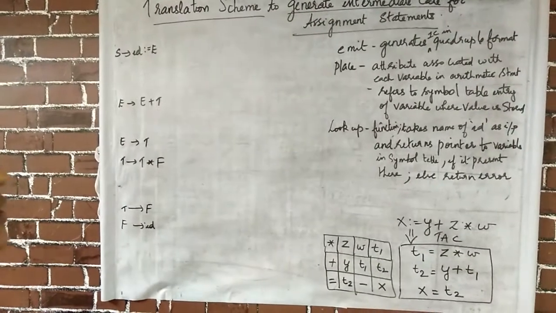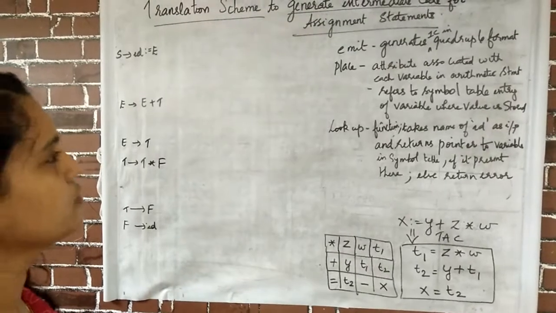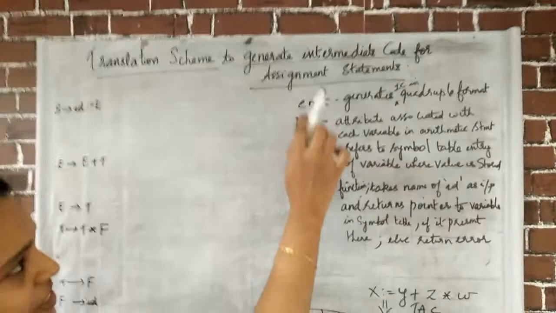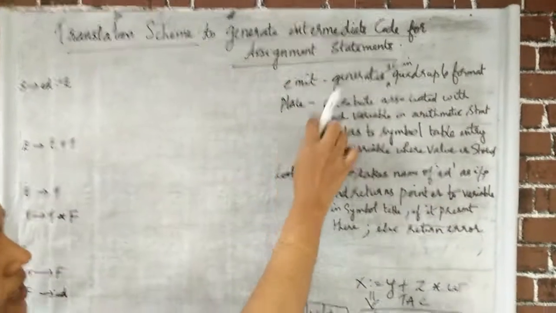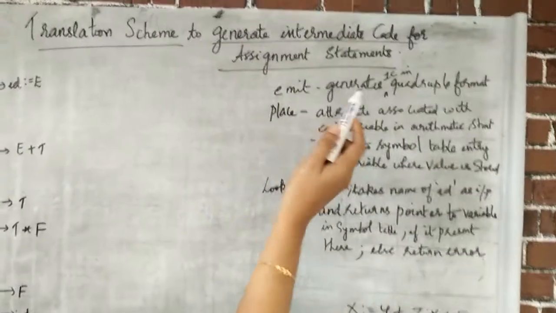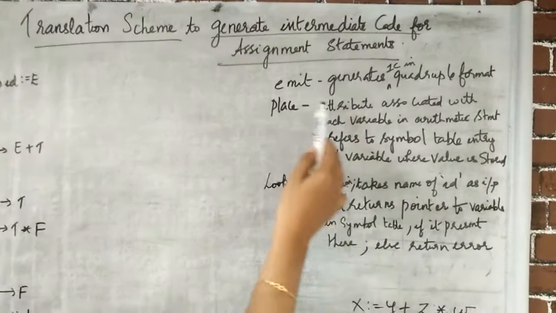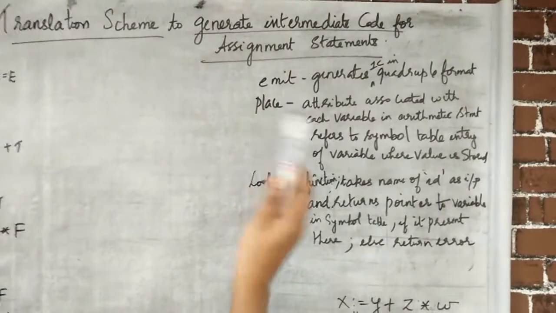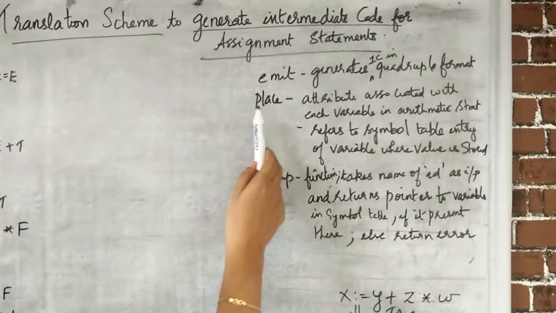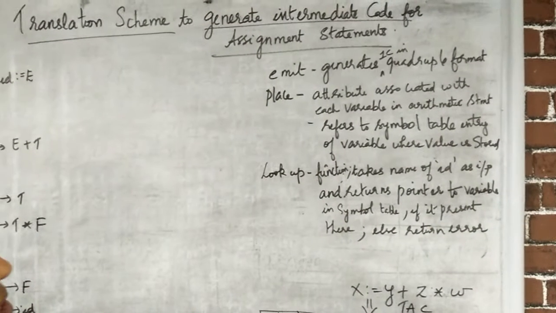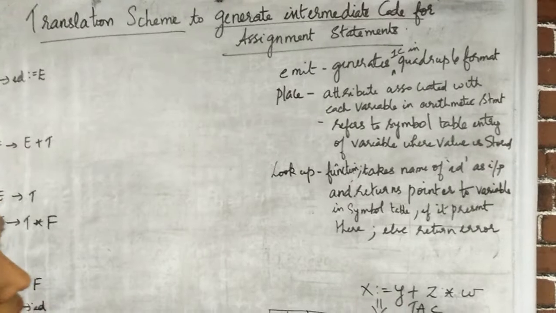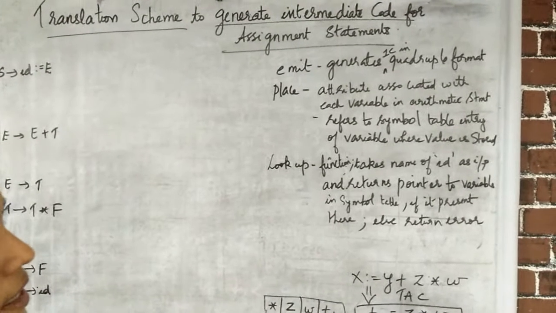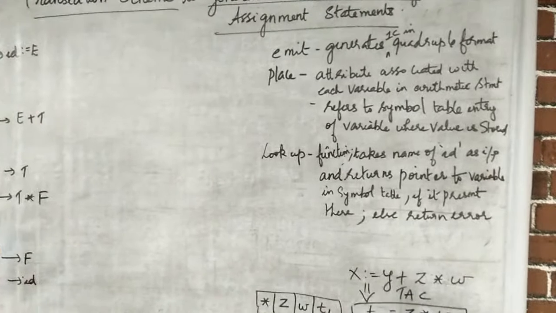In order to generate that, we'll make use of the following notions. The first one is emit. It is a function which is capable of generating the intermediate codes in a quadruple format. So in order to generate a quadruple, we will make use of the function emit. Now we have something known as place. It is an attribute. Like when we discussed SDDs, we used many attributes like e dot value, e dot type, right?